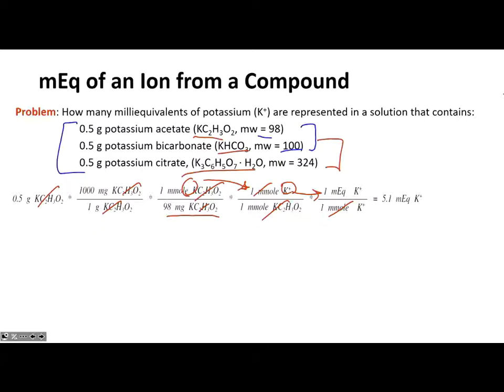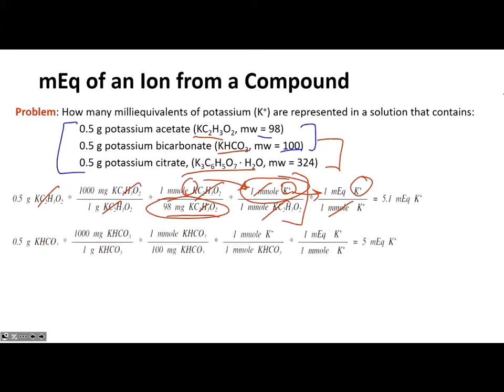So there are 2 things that I would say that play a role here. Clearly, the larger the molecular weight, the smaller the number of millimoles that you will get since you're dividing by it. Okay? But if you look at the chemical formula, the larger the number of molecules of that electrolyte within the molecule, the greater the number of milliequivalents. Okay? And then lastly, the valence will play a role. Okay? So let's compare what we get.